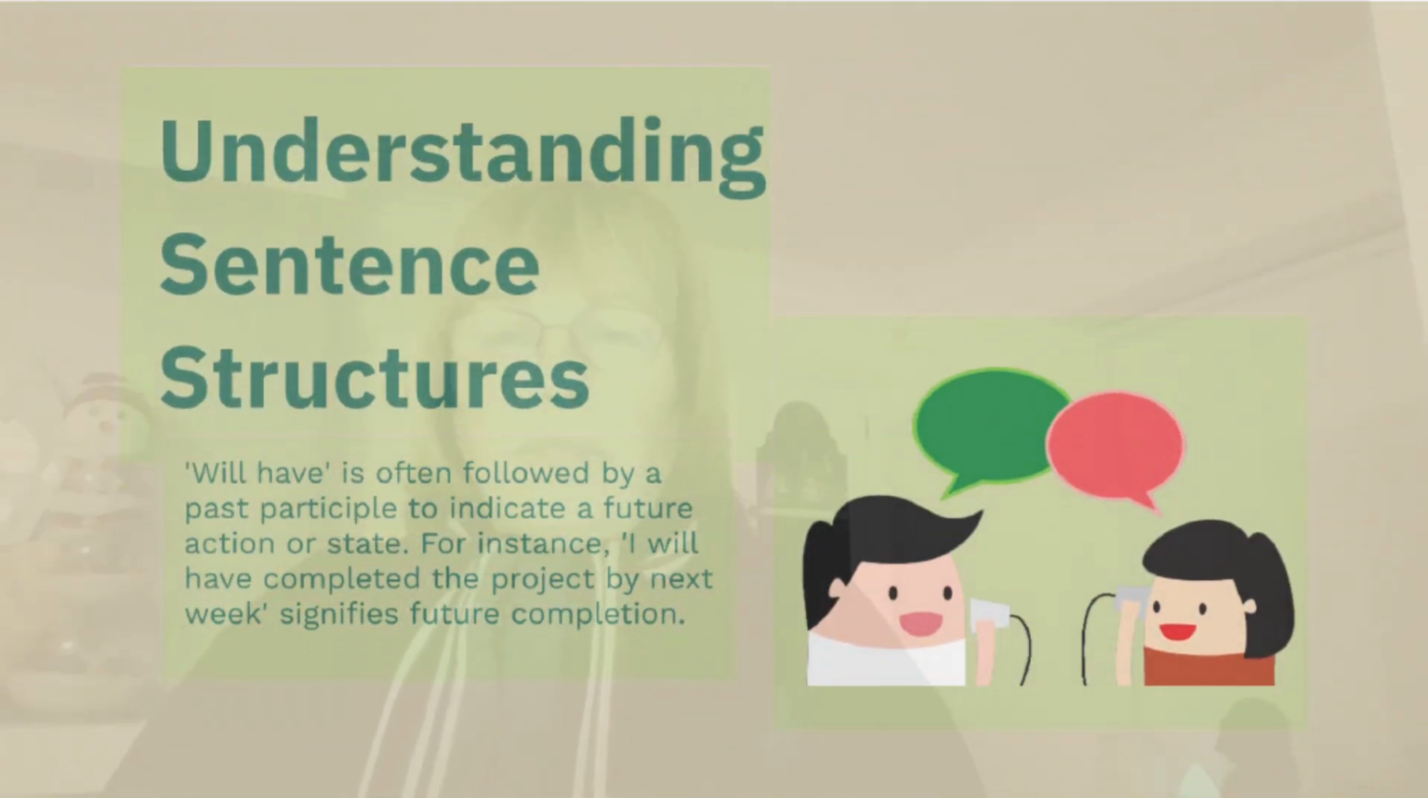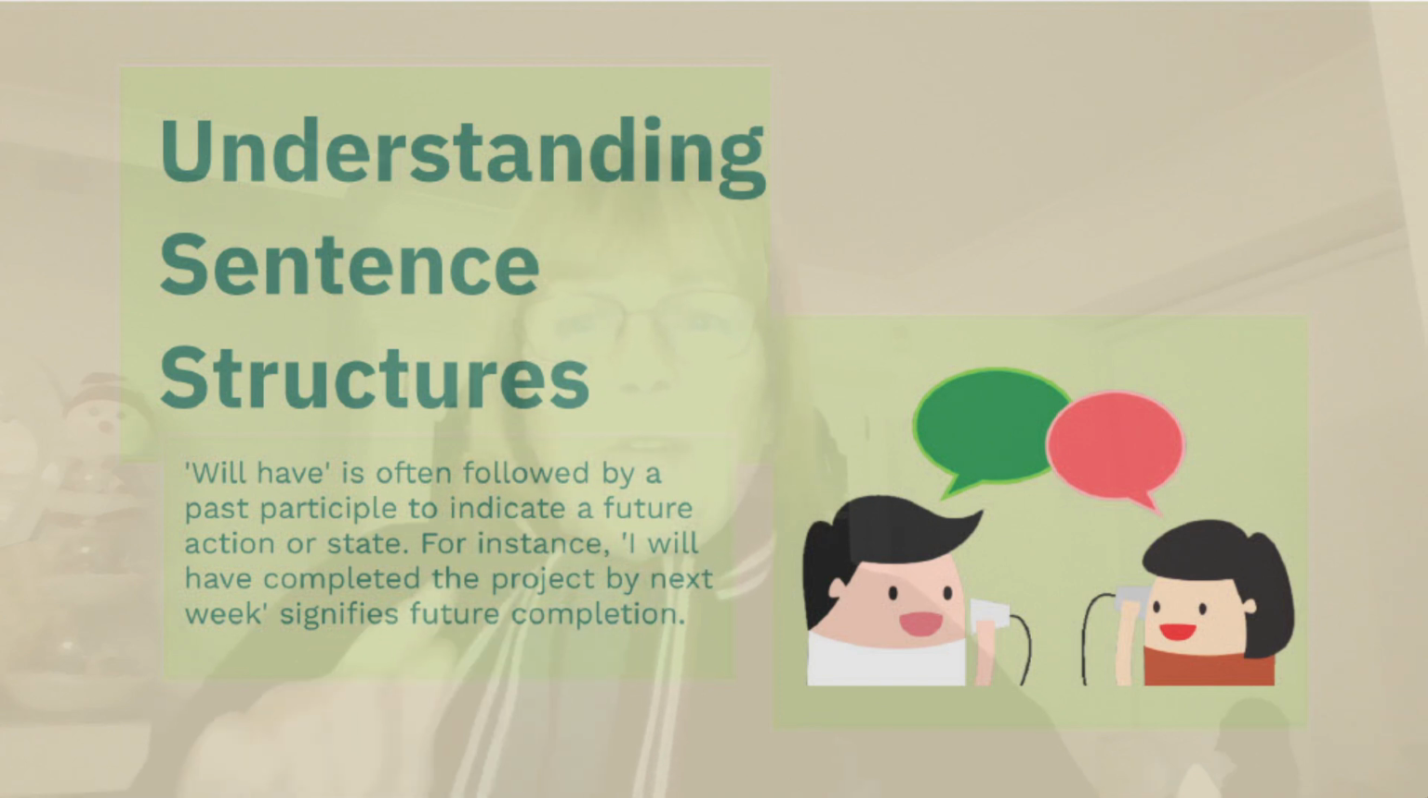So will have is followed by the past participle to show something in the future, an action or a state of being. So here's an example. I will have completed the project by next week. Oh, you say that to me sometimes about your homework, don't you? I will have completed the homework by Monday or Wednesday. If you listen to that structure, you've got will have. You're looking at the word by, and you've got that structure of the sentence.